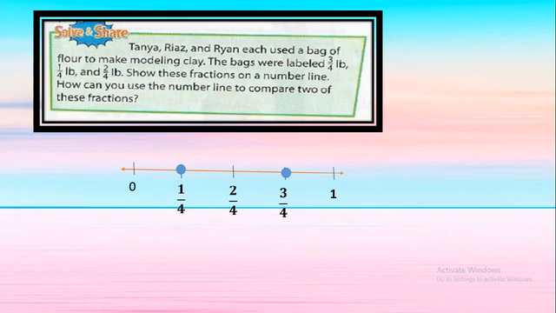Then compare. Remember, a fraction that is located to the right of another fraction on a number line has a greater value. So 3/4 compared to 1/4. Is it lesser than, greater than, or equal? It's greater than. 3/4 is greater than 1/4. Now let's move on to the look back.